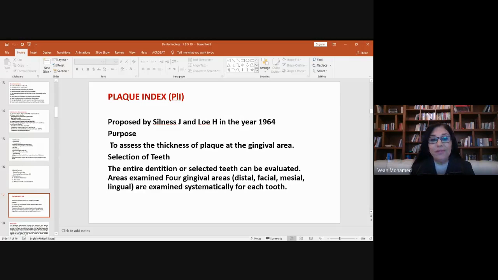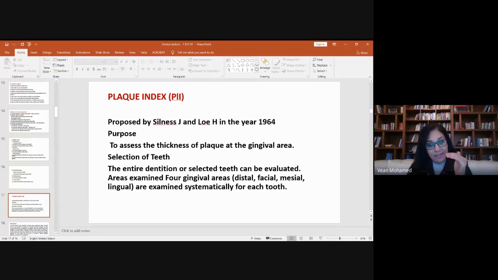The purpose for the use of plaque index is to assess the thickness of plaque, from its name. We want to assess the thickness of plaque on the tooth surface. Scientifically, we can't just say that this patient has plaque. No, we have to have a measurable value. As we mentioned before, the indices change our speech and any condition into numbers, and these numbers have meaning. So we assess the thickness of the plaque at the gingival area.